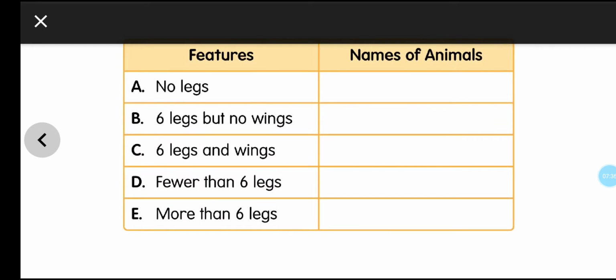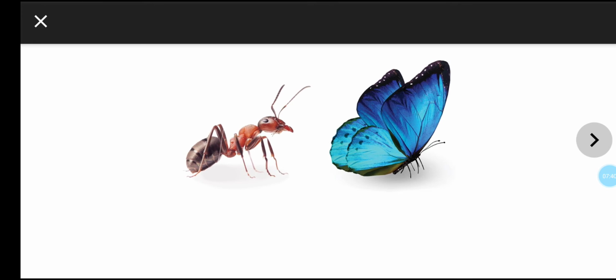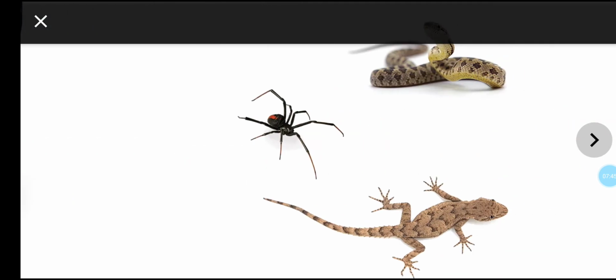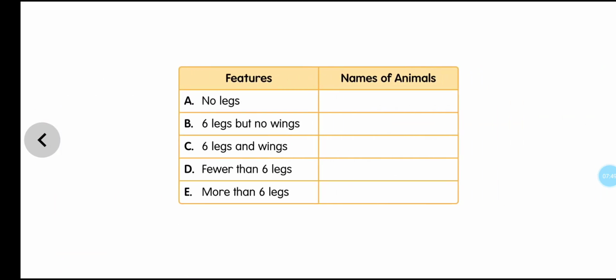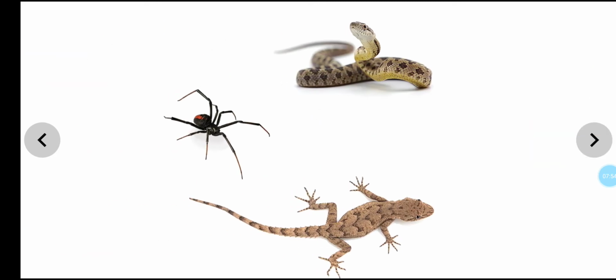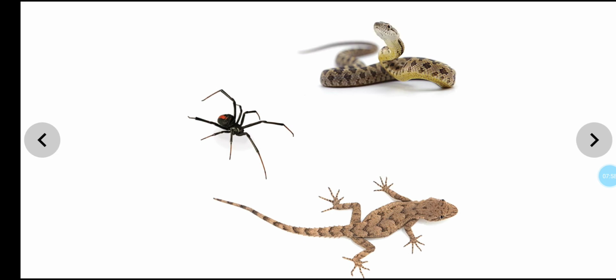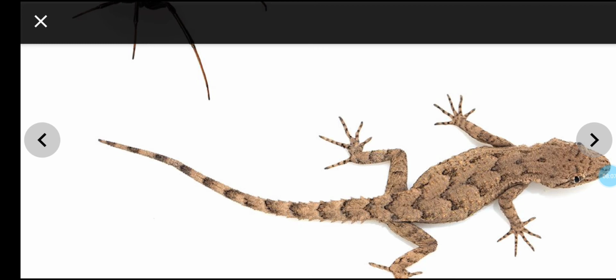And the third one, 6 legs and have wings. This you know very well, which has colorful wings, that's the butterfly. So you can write the butterfly's name in the third bit. Fewer than 6 legs. It's obviously the lizard. Actually, all the creepy crawlies, meaning insects, have 6 legs, but only the lizard has only 4 legs.